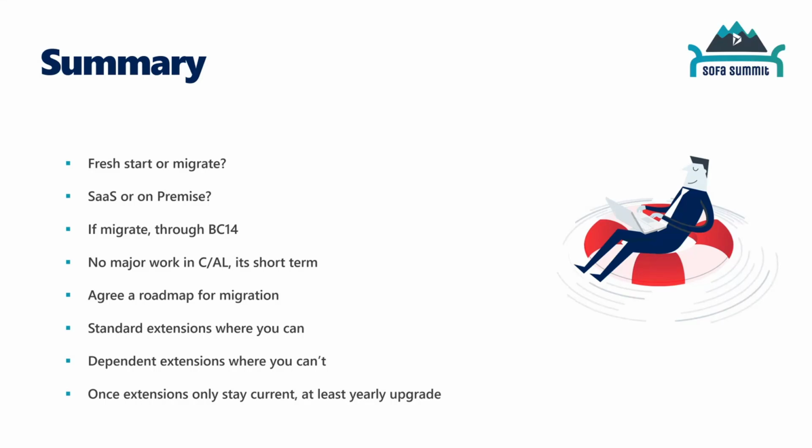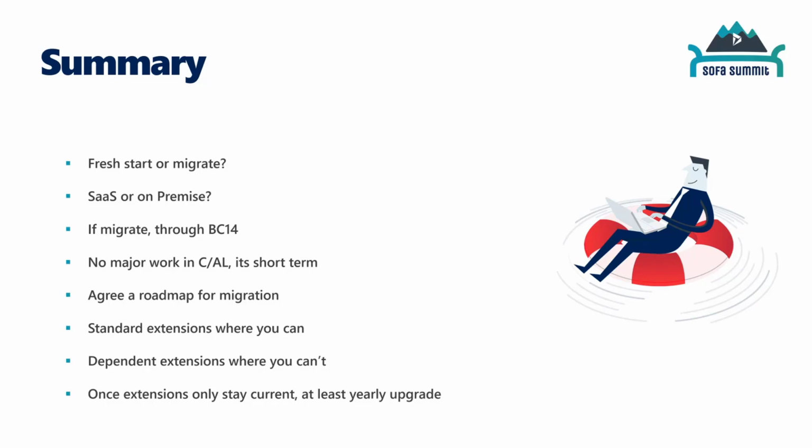SaaS is probably the small, medium. The enterprise bit of SME probably does make sense to have on a PaaS, platform as a service instance, so you have more control. If you're migrating, think about going through BC14. Get a copy of it. If your BREP upgrade is paid up, we can provide you with that instance, so you can start to think about that. And one last traditional upgrade cycle to get into 14.